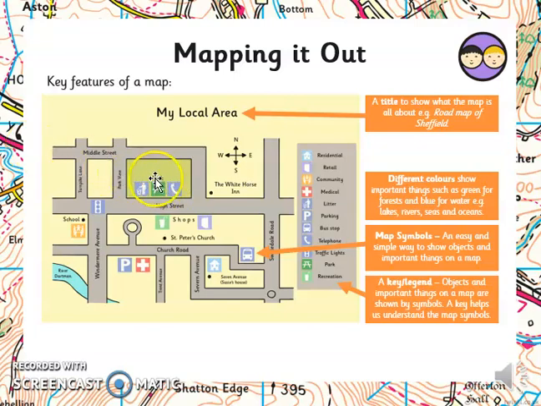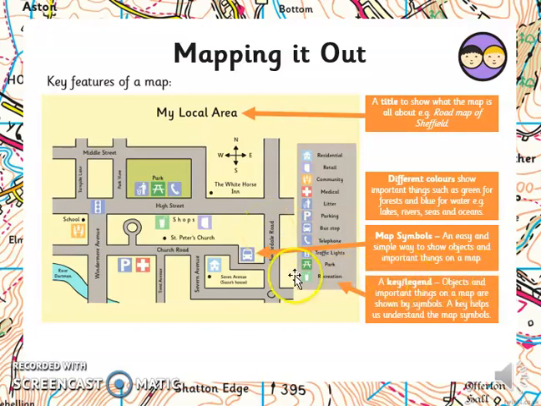You'll also notice on the map there are different colours. Now, different colours are used to show the important things. So I can see the park has been shown in a green colour because it's representing the grass. I've got the river shown in blue because it's representing the water. And you can see my roads are grey, which represents the colour of roads.